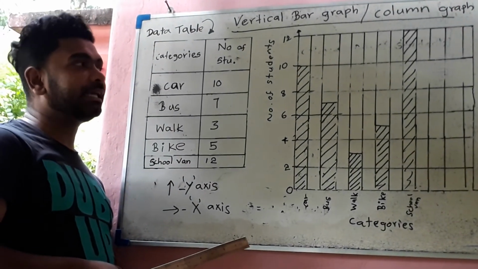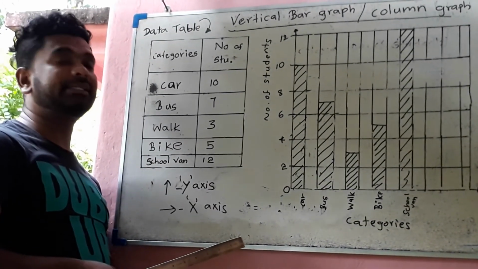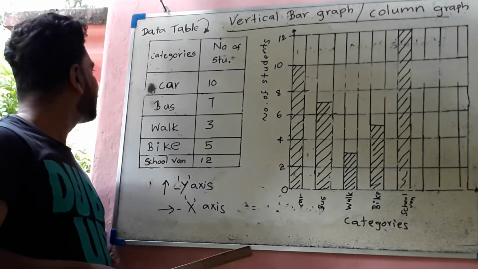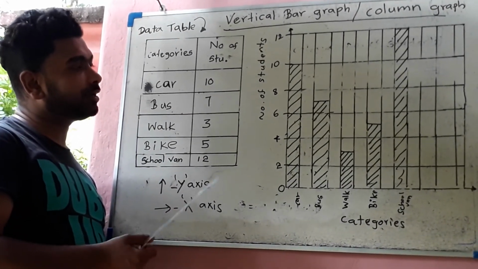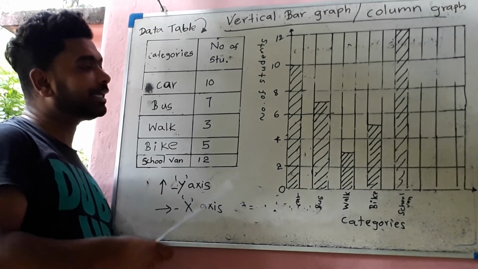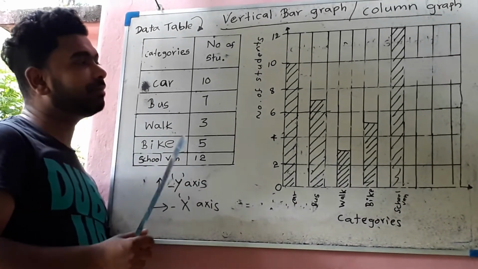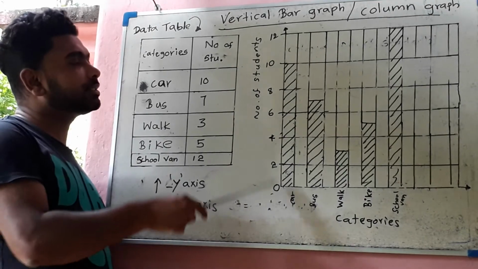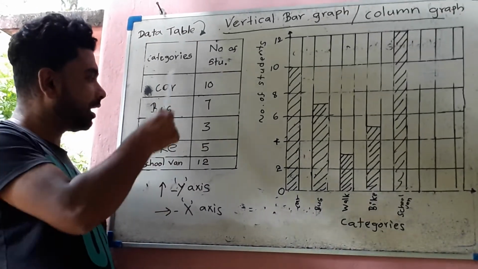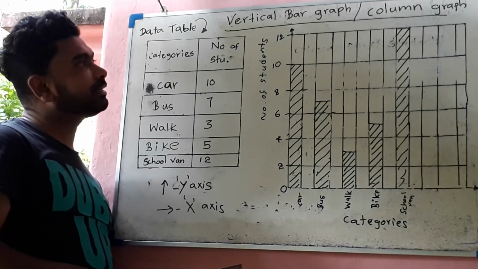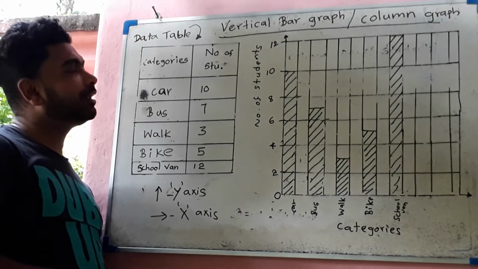It is easy to understand and attractive, and you can easily compare data using this column graph. And remember, keep the same gap between the bars and use the same size bars to represent every category. So children, I think you have learned well.